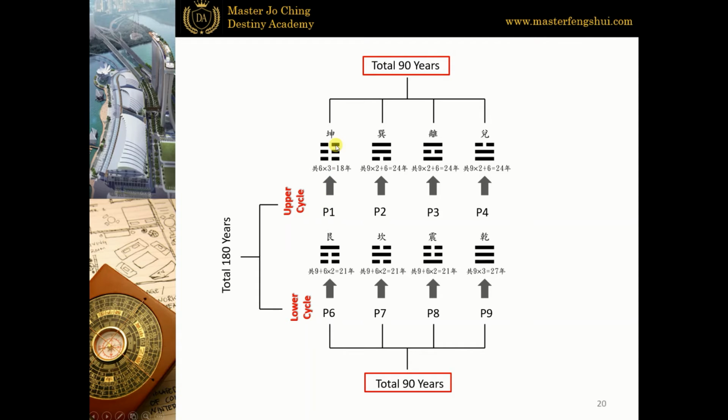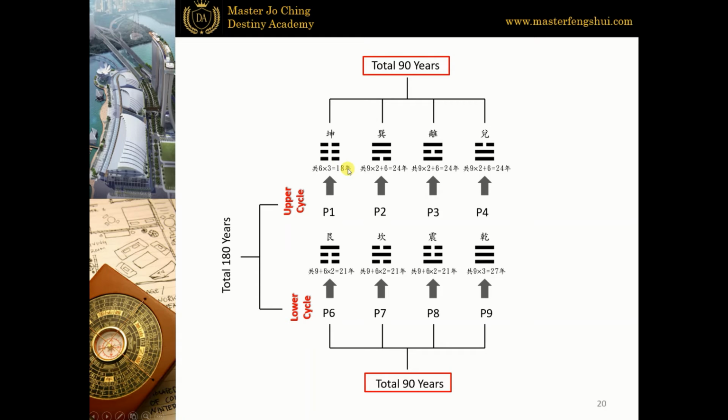So Kun has actually 3 yin lines, or 3 broken lines. In I Ching, for a broken line, they give a number 6. For a solid line, they assign a number 9. So this is under the I Ching concept. Therefore, 6 plus 6 plus 6 gives you 18.